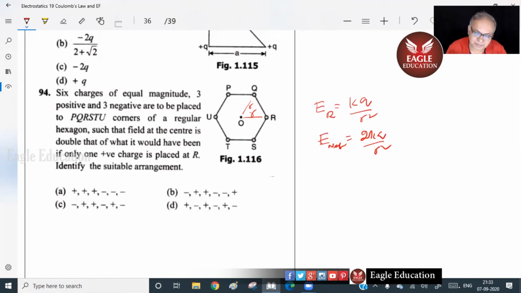Which means what? If this is plus Q, for example, it would be like this. So we are left with 2 more plus Qs and 3 minus Qs. How should I arrange them? Can you guess? Now, if it is minus Q also, you can start. That's not a big deal. You need to check.